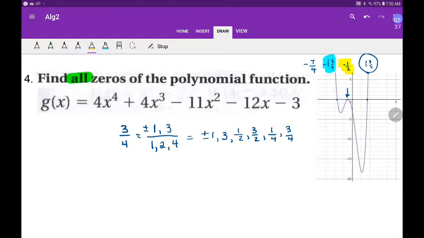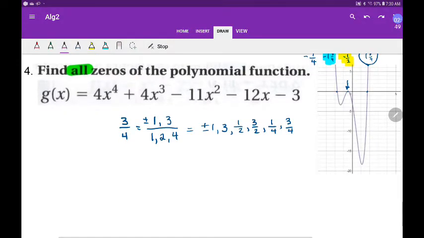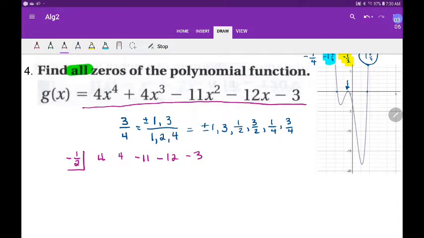Because I know I have a possibility of 4, and I've got to whittle it down by 2. If negative 1/2 doesn't work twice, then I have other problems. So let's try this. We'll say negative 1/2, that's in my box here. And I'm taking my coefficients: 4, positive 4, negative 11, negative 12, and negative 3. They didn't leave anything out. It just went on down orderly.